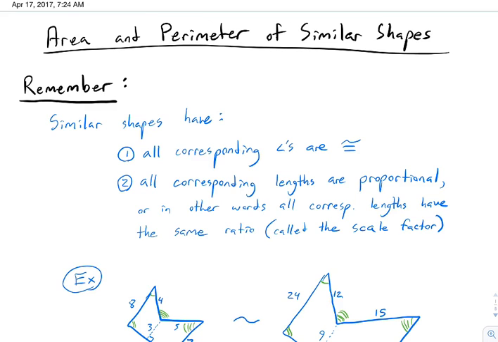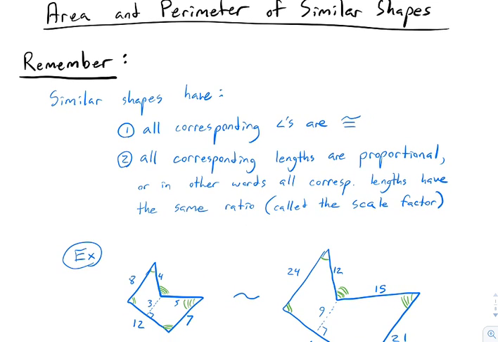All right, so today we're going to be talking about how the area and perimeter of similar shapes are related. So first I just want to start with a quick review of what similar figures are. Similar figures are ones that have been dilated to be enlarged or reduced.